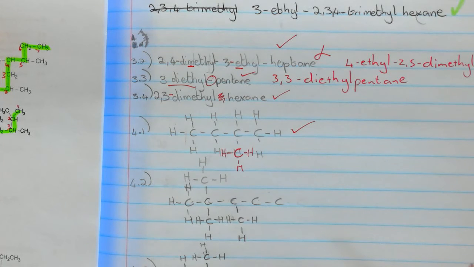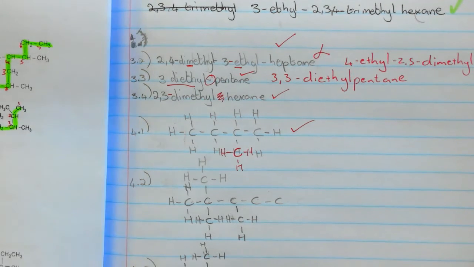Because that one does require a bit of thinking about it. We don't write numbers unless it's necessary for us to identify the position. There's only one place it can be, so it's not necessary to write the number.